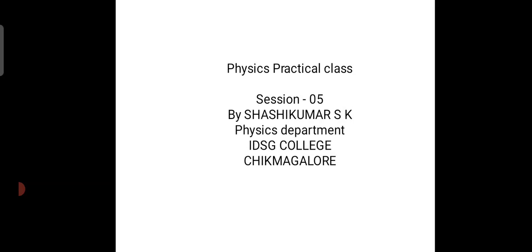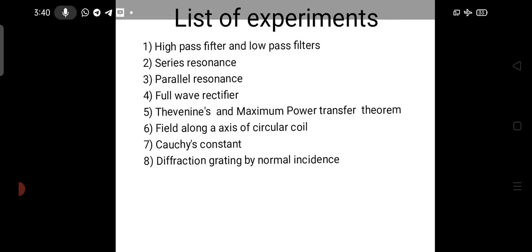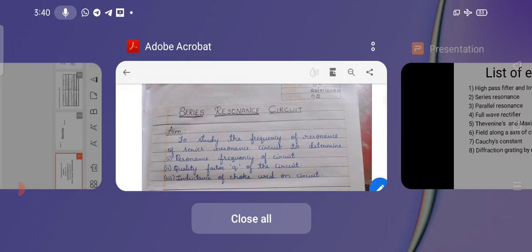In this session, I am going to discuss the second experiment of this academic semester, that is series resonance. In the last class, we had discussed the low pass filter and high pass filter, which is the first experiment. I hope you had understood that experiment and we had discussed it in the Zoom class also. In this session, I am going to give the observation and explanation of formula, procedure, apparatus.